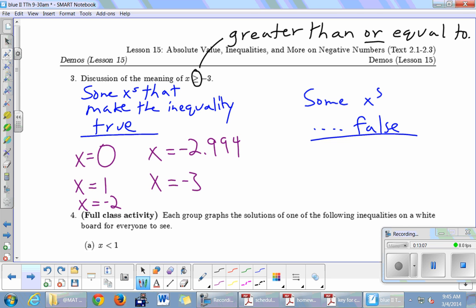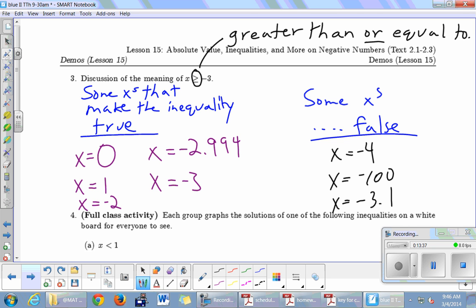How about negative 4? Doesn't make it true because negative 4 is on the other side. So x equals negative 4 makes the thing false. X equals negative 100 is definitely not greater than or equal to negative 3. It's smaller. What about negative 3.1? It's just a little bit smaller, so it's not bigger than or equal to.